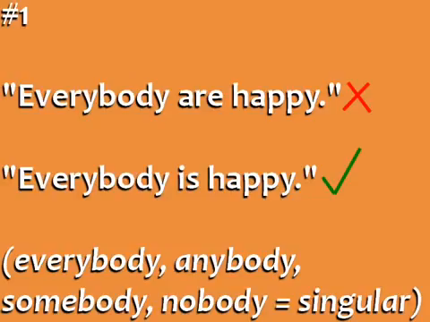Number 1. Everybody are happy. Words like everybody, somebody, anybody, and nobody are actually singular, not plural. Even though everybody refers to a lot of people, it takes the singular verb, so the correct sentence is everybody is happy.